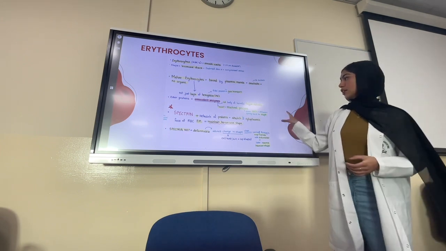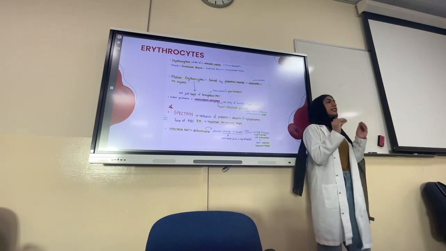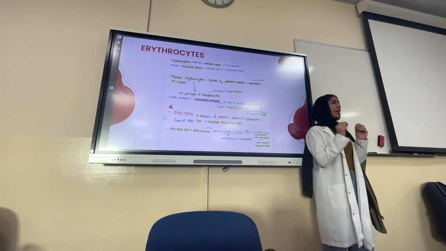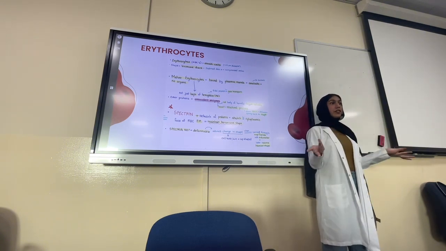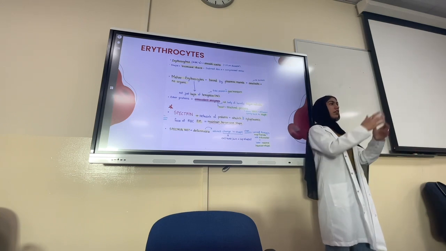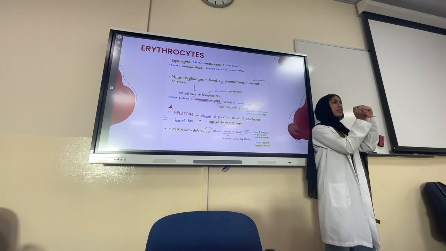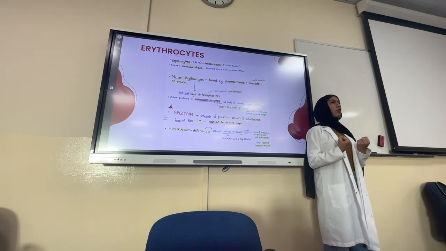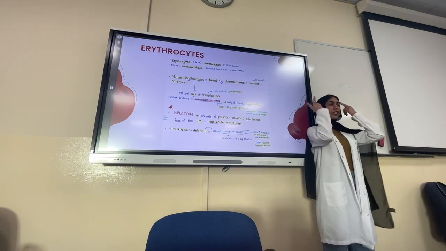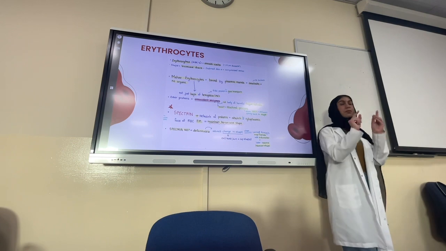Now, I want to mention this part, especially important. What maintains the shape of erythrocytes? Are they just hard cells that never bend? No. Why do they bend? To pass through capillaries. Sometimes they have to insert themselves there. Would they go if they were stiff? No. But how do they bend? Do they have a brain? No. They have spectrin inside them.